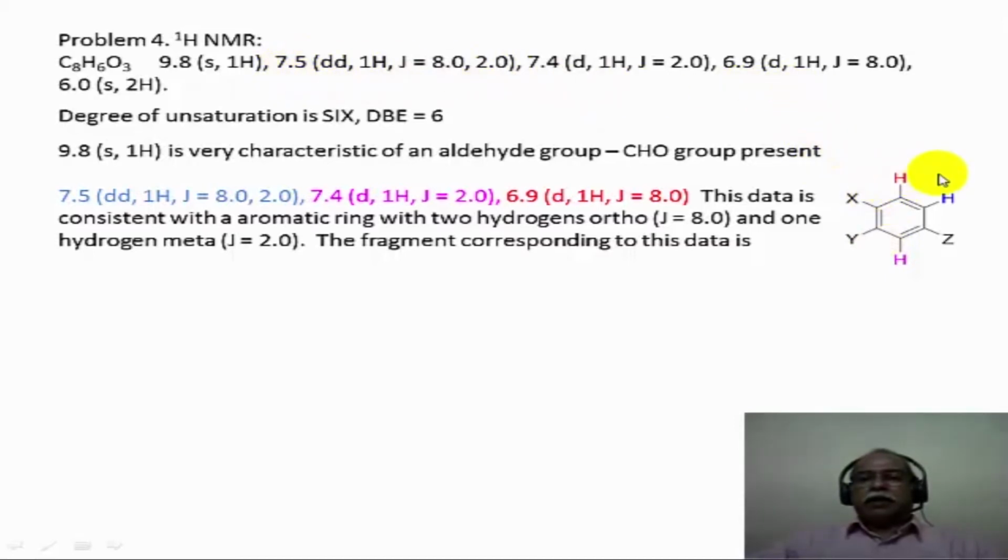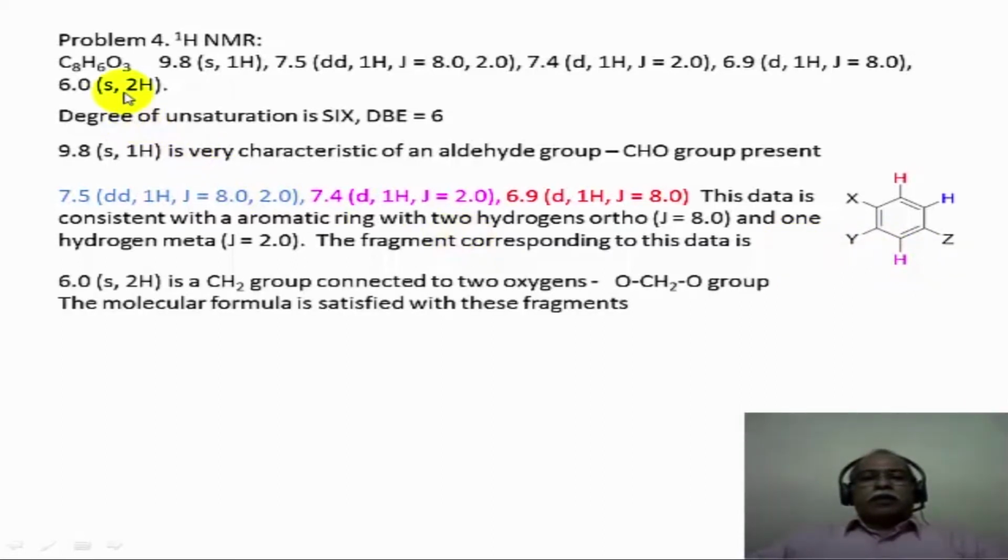If you look at the red hydrogen, it has an ortho coupling partner with about 8 Hertz coupling constant, and the blue hydrogen also has the 8 Hertz coupling partner as well as the 2 Hertz coupling partner, which is the meta coupling partner. So the 7.5 delta value corresponds to the blue, the 6.9 corresponds to the red, and finally the 7.4 corresponds to the magenta colored hydrogen in this particular molecule.